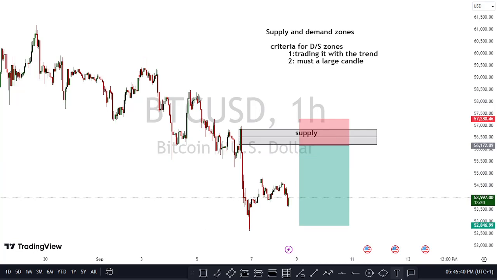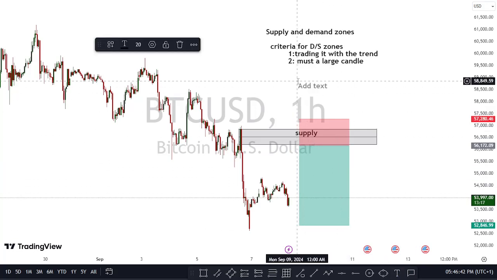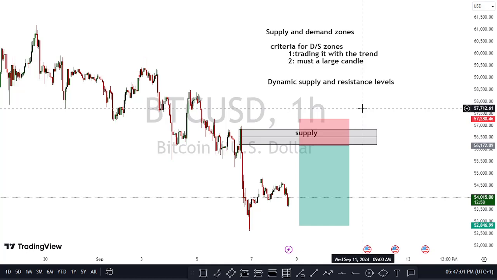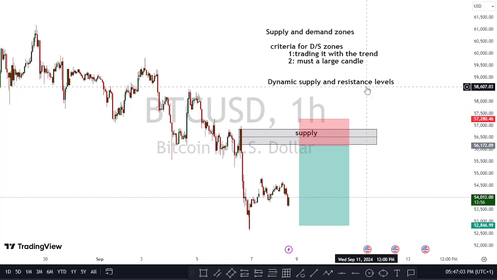Let me write it down there. Dynamic supply and resistance levels. That is it. All right.